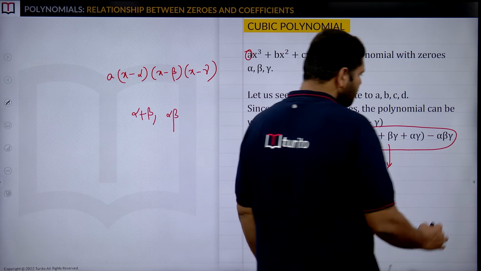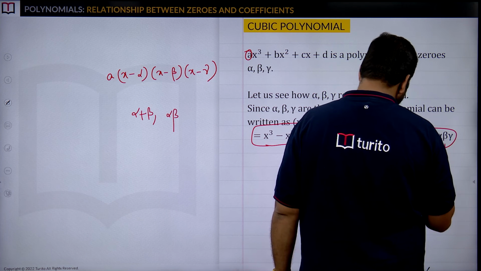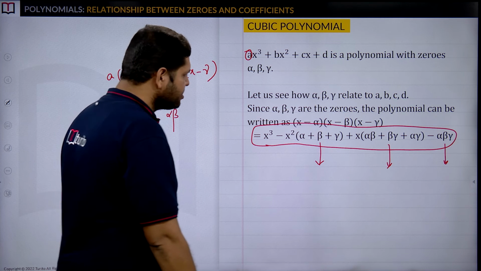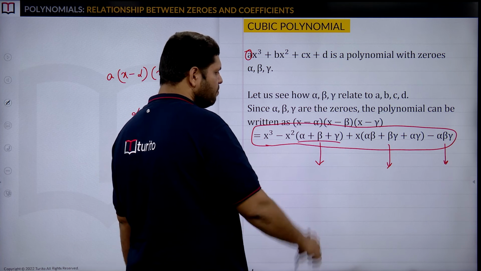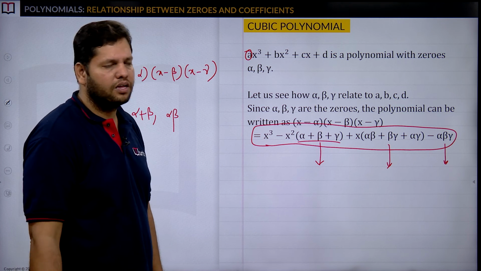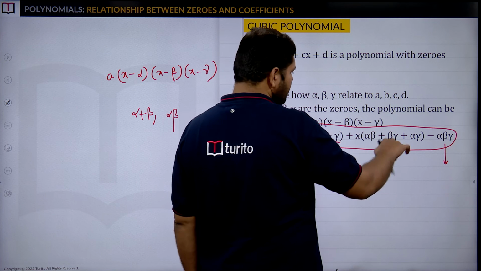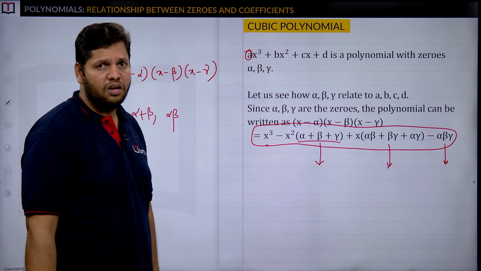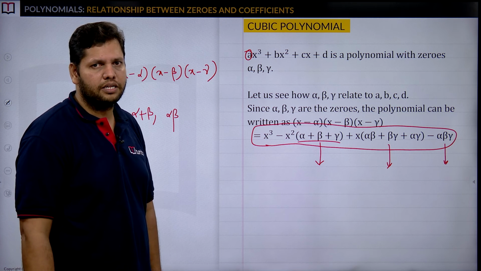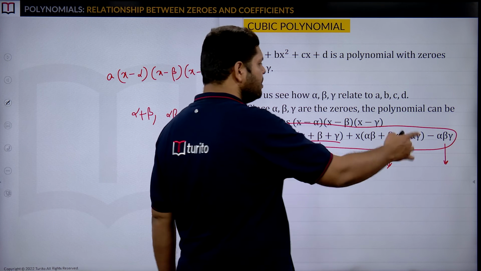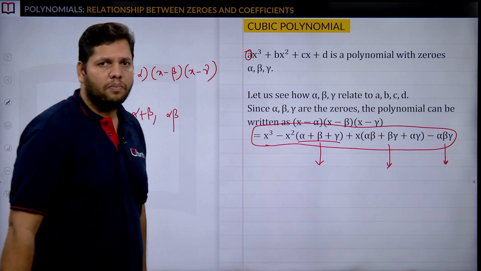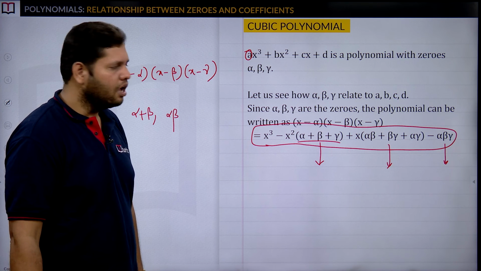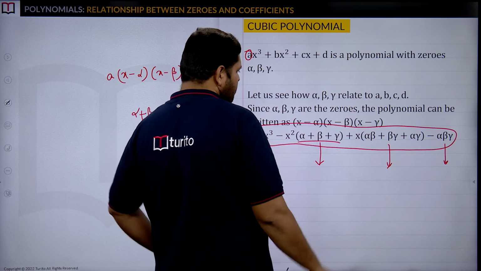Next one, children, is the product of three zeros. Here we are taking the product two at a time, like two zeros. And this is the sum of all the zeros, like alpha plus beta plus gamma. And this is alpha into beta, beta into gamma, and gamma into alpha. That is the sum of the products of two zeros taken two at a time. And this is alpha, beta, gamma, that is the product of three zeros. Clear, children? Here we got the three combinations. Now, children, let us see how we are going to write these three combinations one by one.